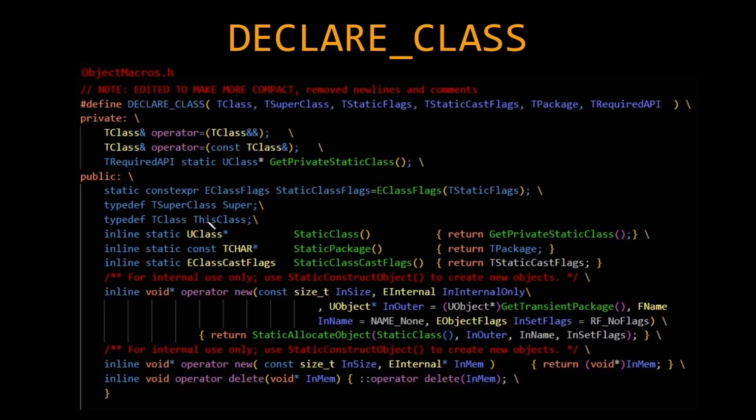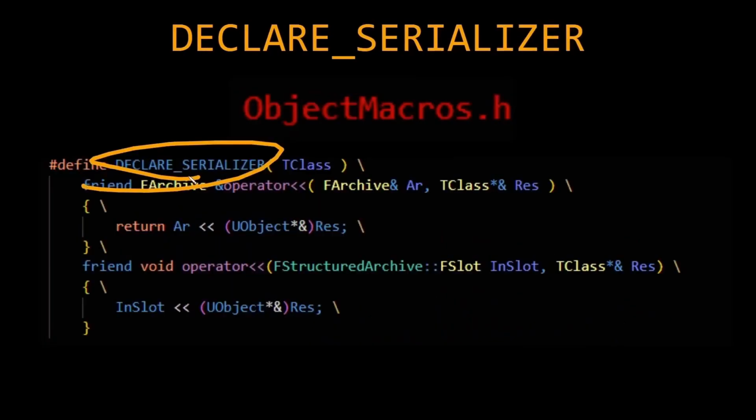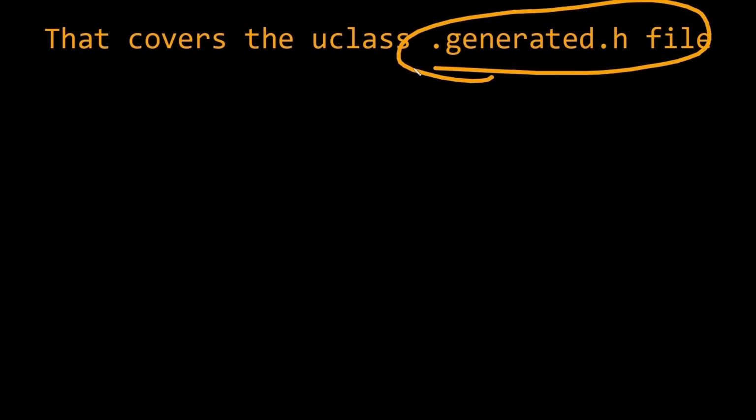And same thing for this class. If you're doing delegate bindings and that kind of stuff, you often can see this class instead of typing out the class each time. So there's a lot of things here. There's new operators and delete operators, but some of these are for internal use only. But there's StaticClass here, static package, StaticClass cast flags, some operators. So a lot of this stuff comes from this declare class, which is used in the .generated header. This declare serializer also adds some serializer stuff for archive slots. So that covers the .generated.h file.